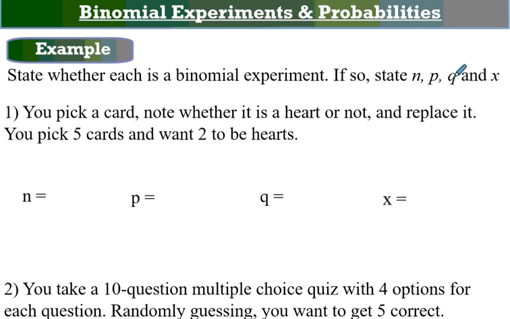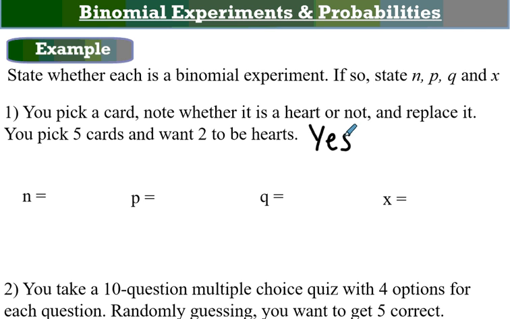So situation number 1, you pick a card, note whether it is a heart or not, and replace it. You pick 5 cards and want 2 to be hearts. So the first thing is, yes, this is a binomial experiment. The reason why is we have a fixed number of trials. You go down the list. The big thing, though, that you're really looking for is whether the success changes for each trial.